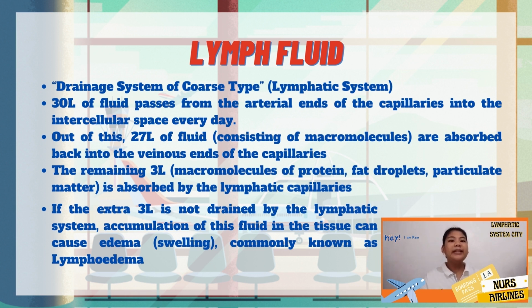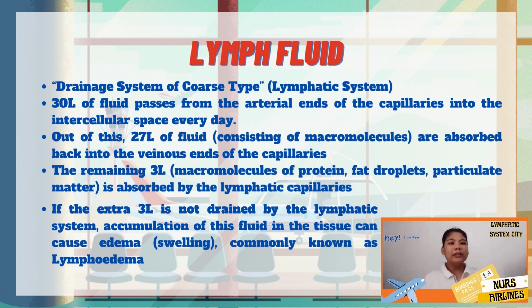Because of the fluid and debris that flows through it, the lymphatic system is commonly referred to as the drainage system. Every day, approximately 30 liters of fluid flows from the artery ends of the capillaries into the intercellular space, and 27 liters of fluid, mainly macromolecules, is absorbed back into the venous ends of the capillaries. The lymphatic capillaries then absorb the remaining 3 liters.